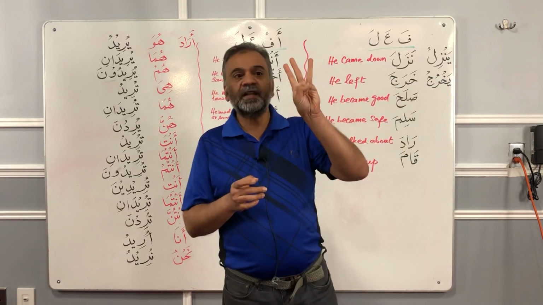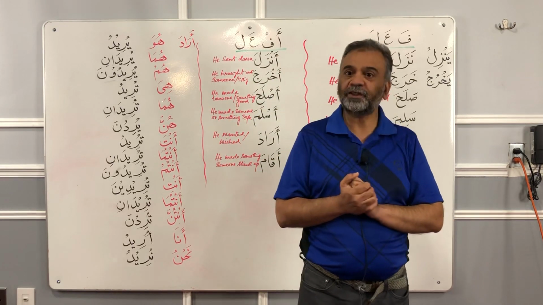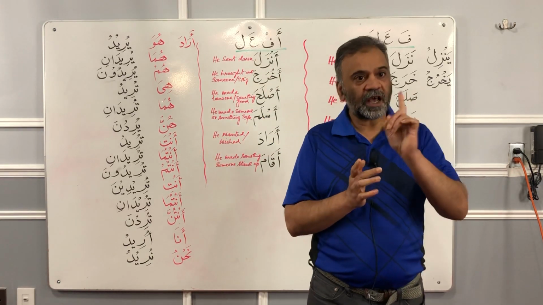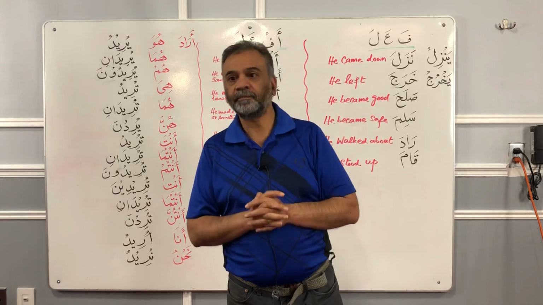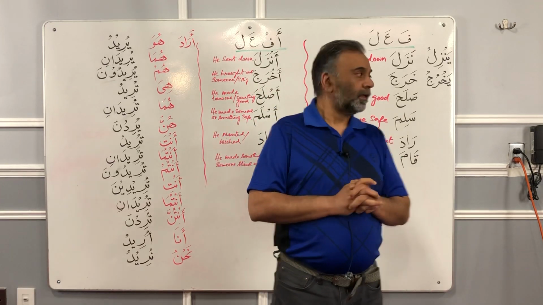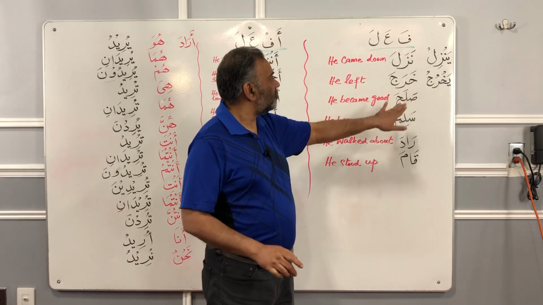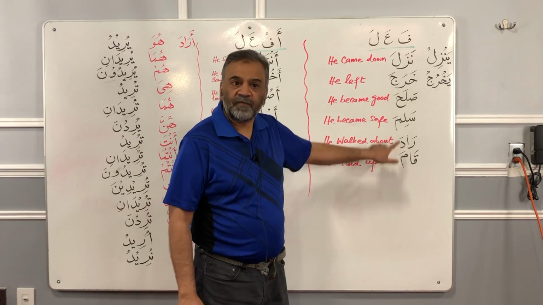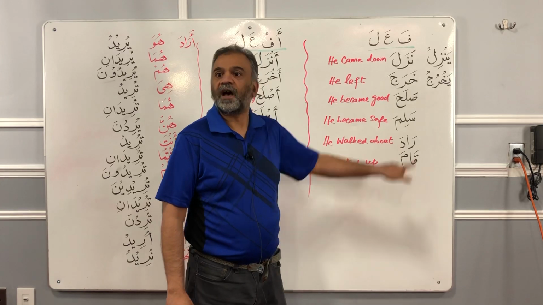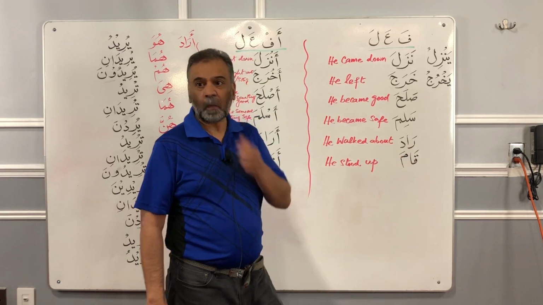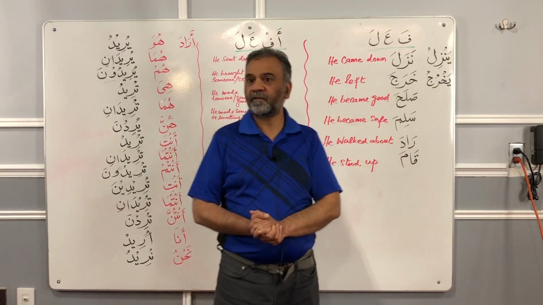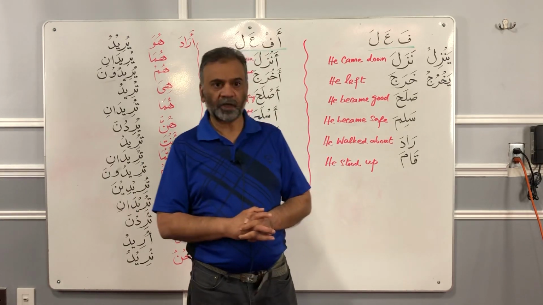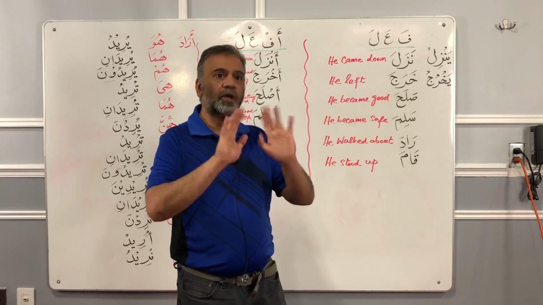There are 3 letters in Arabic language which are weak in nature. What are those 3 letters? Alif, waw, and ya. Nazala, kharaja, salaha, salima, rada, qama. Do I see any weak letter in rada and qama? I see alif. Waw could be there, or ya could be there too.